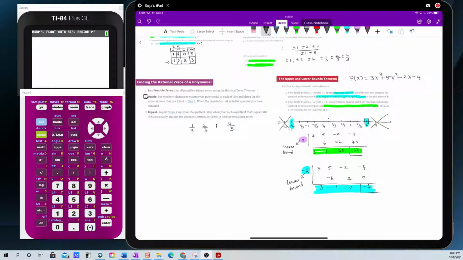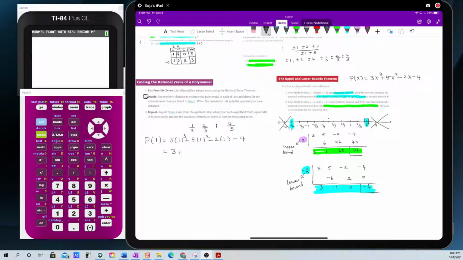So this could be done in 2 different ways. One way is using synthetic division, so I can pick these numbers and do synthetic division. Or the other way, which is what I like the most, is just using the remainder theorem, finding the value of it. So again, I'm going to pick 1 first because that's a small number and easy to handle. 3 times 1 cubed plus 5 times 1 squared minus 2 times 1 minus 4. If I don't get 0 in this, then that's okay. I will go to the next number.